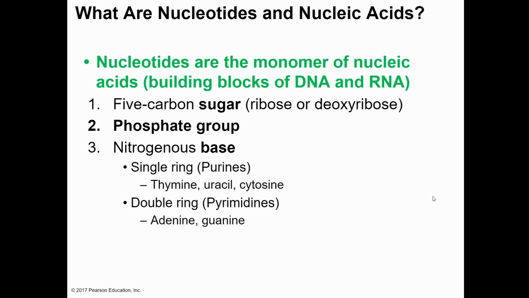If you're looking at the monomer of a nucleic acid, you want to look at nucleotides. And when nucleotides are broken down, they're broken down into these three components: a sugar, a phosphate group, and a nitrogenous base. The 5-carbon sugar is a pentose sugar like ribose or deoxyribose. Deoxyribose is found in DNA, and ribose is found in RNA.